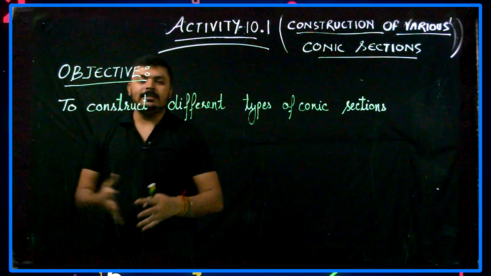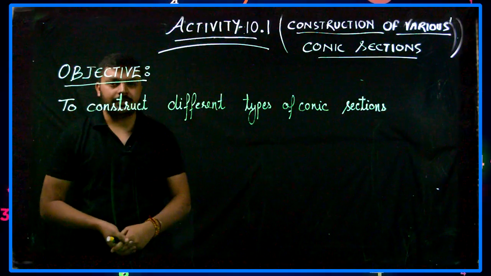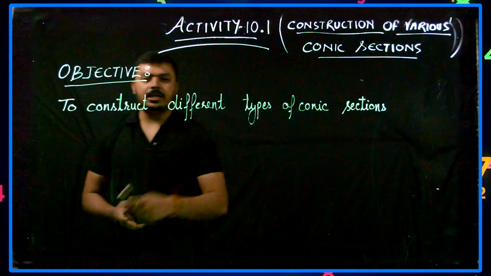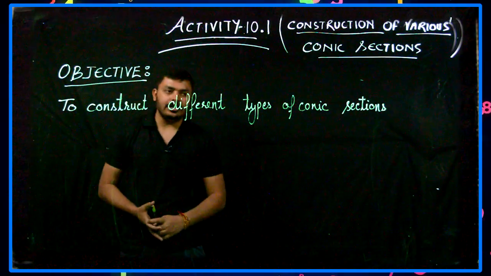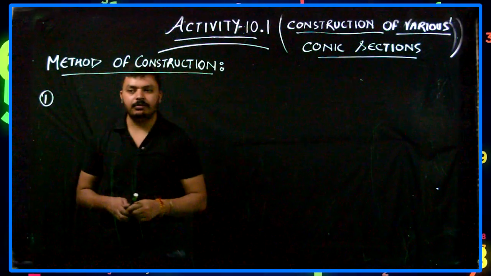So students, now let's start our activity 10.1, construction of various conic sections. Our objective for this activity is to construct different types of conic sections. Now let's start the method of construction for the given activity.